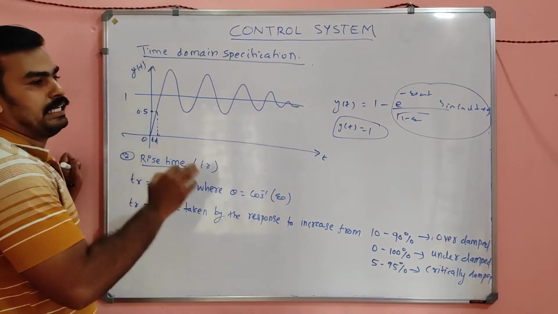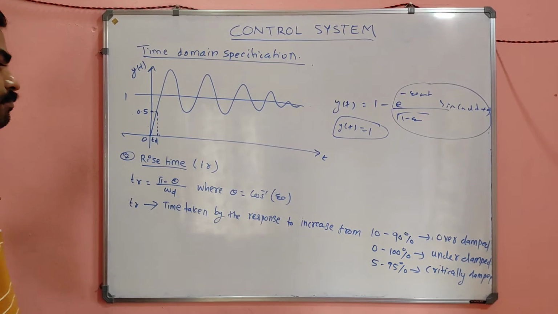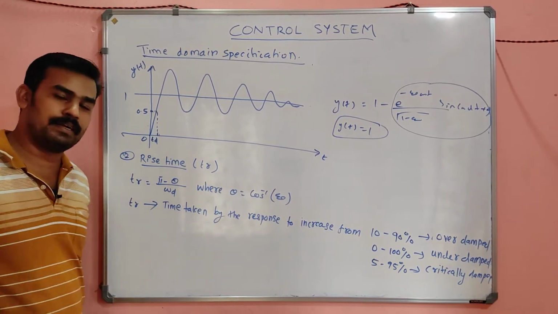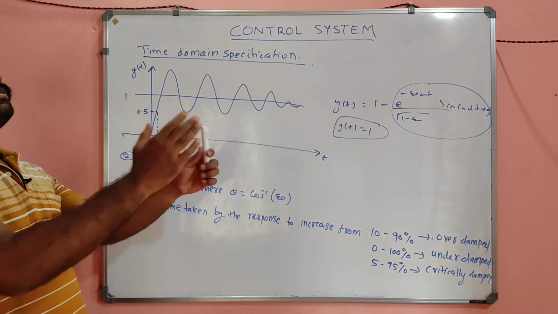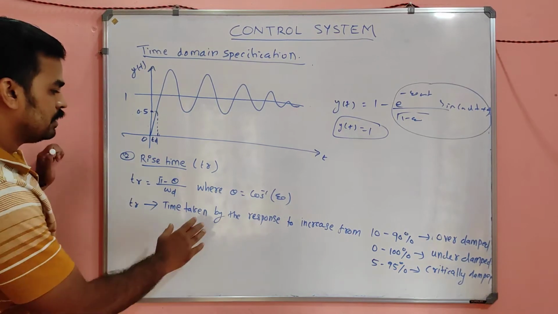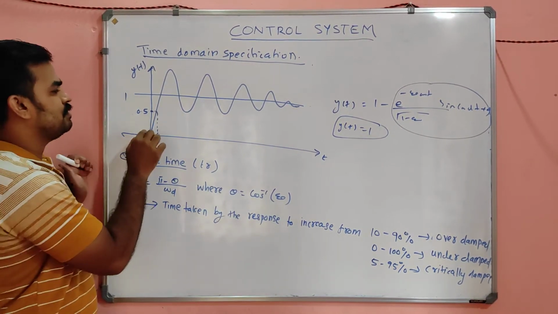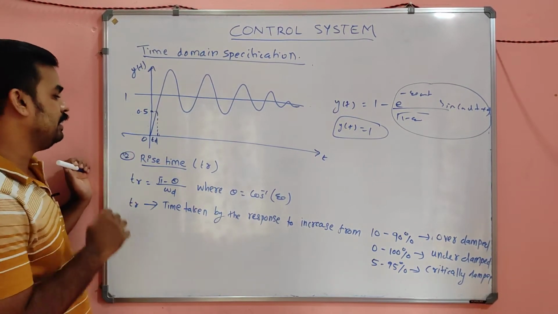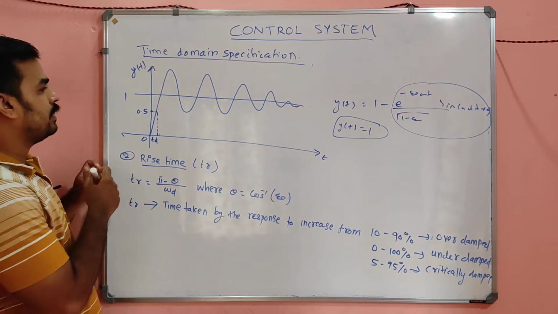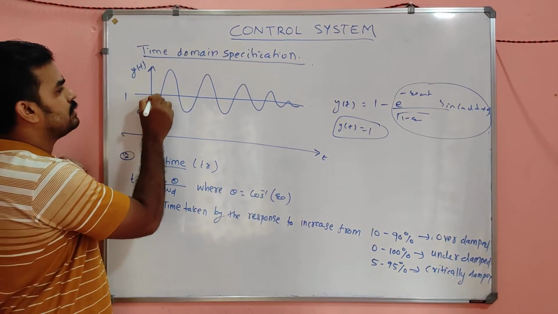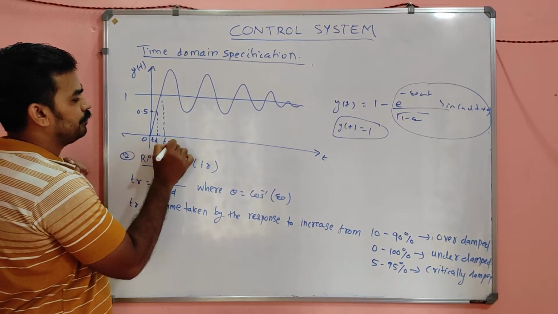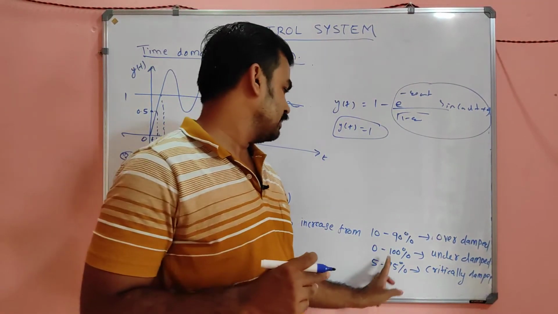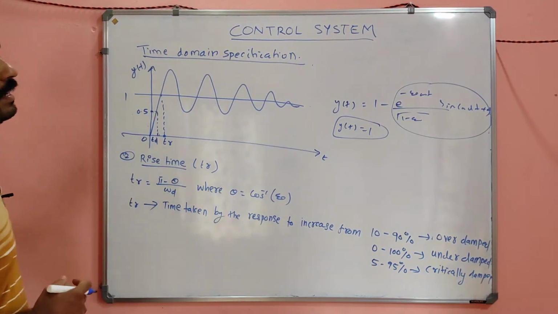So this is the exact definition of a rise time. Sometimes someone will say 5 to 95. For what system is it 5 to 95? It is the critically damped system. And sometimes it may be 0 to 100%. The time taken by the response to increase from 0 to 100, that means up to here, that time is called the rise time. So in this figure, this will be the rise time. Generally, 0 to 100 you can take for the underdamped system.